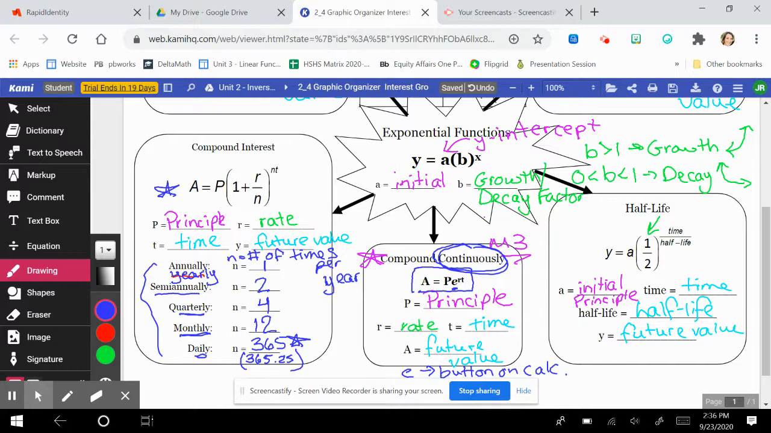Make sure you have all of these formulas written down so that you can access them tomorrow.